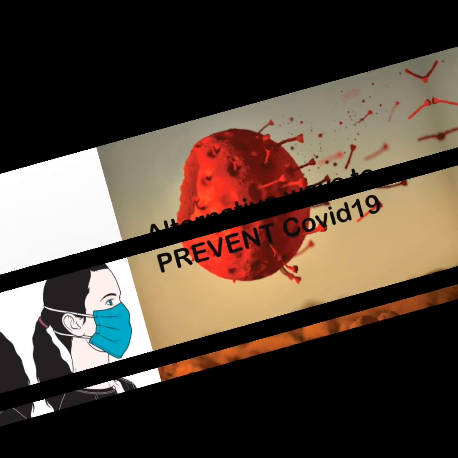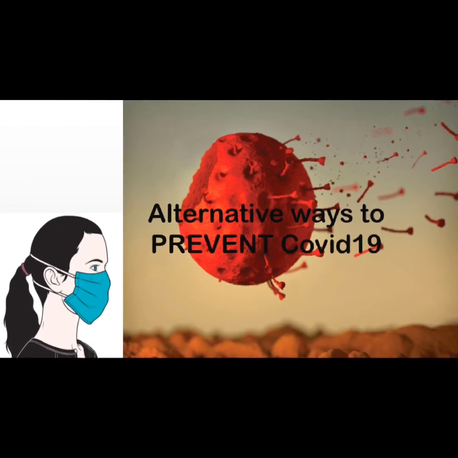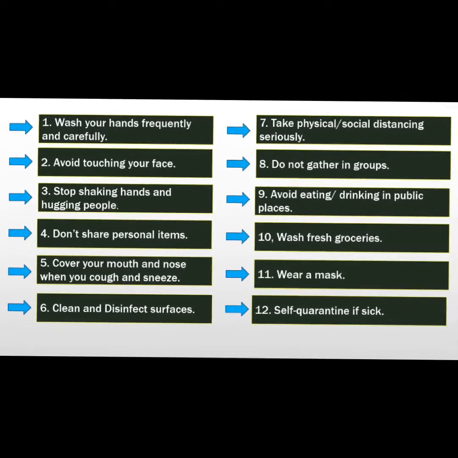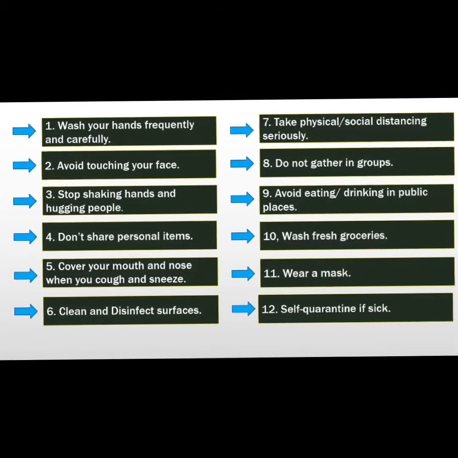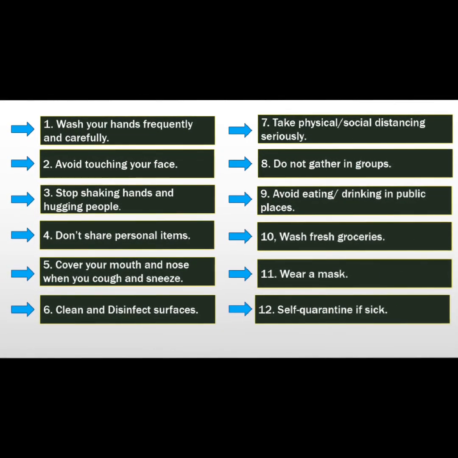So what can we do to prevent COVID-19? I have here 12 tips to prevent COVID-19, and most of these you are familiar with. The first one is wash your hands frequently and carefully. Use soap and rub hands for at least 20 seconds. Work lather to your wrist, between your fingers and under your fingernails. You can also use antibacterial and antiviral soap.